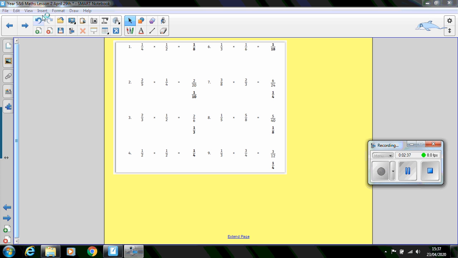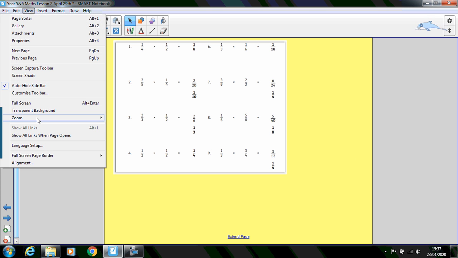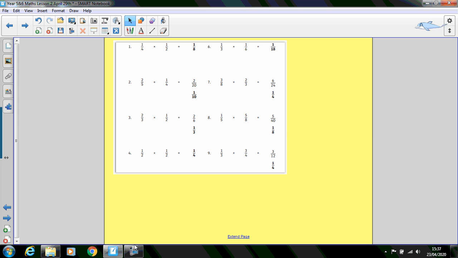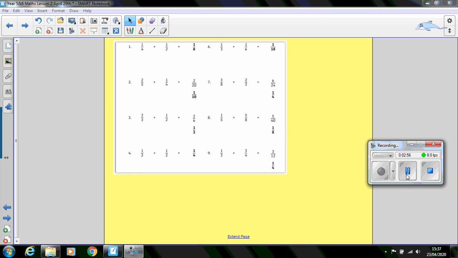Okay, so here are the answers. I'll just zoom in once again so that you can see them really clearly. There we go, and just have a moment to press pause and then just mark them. Remember that here we've got the answer and then it's in its simplest form. I'll zoom out now so I can get the camera back, press pause, and we'll go on to the next.